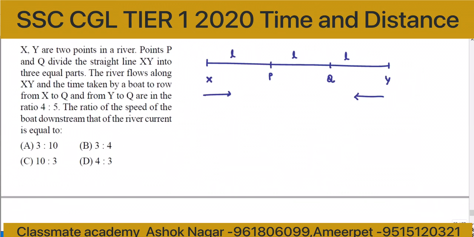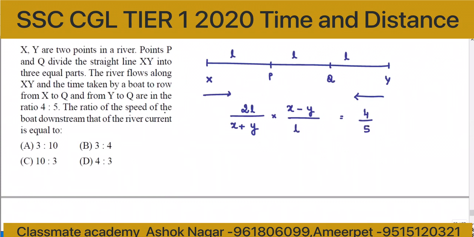So he gives you the river flows along XY and the time taken by the boat to row X to Q and from Y to Q are in the ratio of 4:5. What do you mean by time? Time is distance by speed. X to Q, what is the distance? 2L. What is the speed? X plus Y. Can you tell me Y to Q, what is the distance? Now it becomes divided, therefore I'll take the distance in the denominator. What is the speed? X minus Y in the numerator. What is the timing ratio? 4:5.